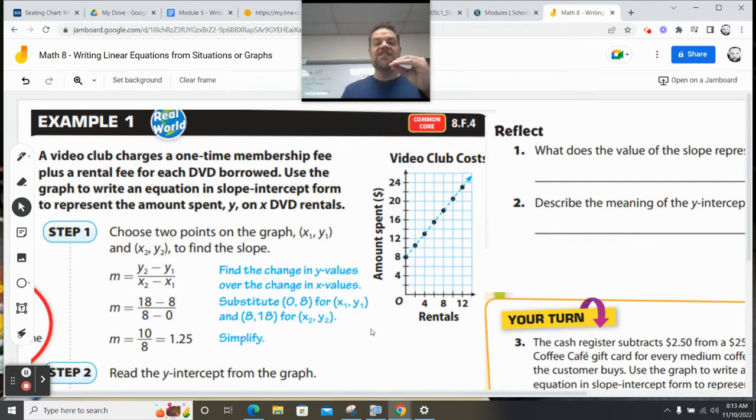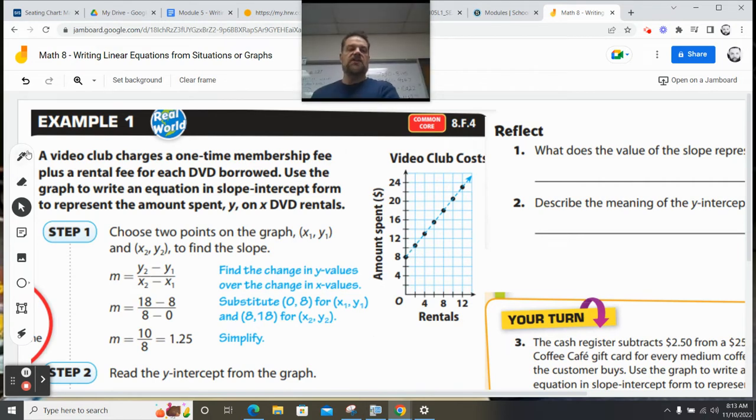Okay, hold on. Let's focus. So it says a video club charges a one-time membership fee. Hold on, we're doing math. I'm recording a video. Plus a rental fee for each DVD borrowed. Use the graph to write the equation in slope-intercept form.